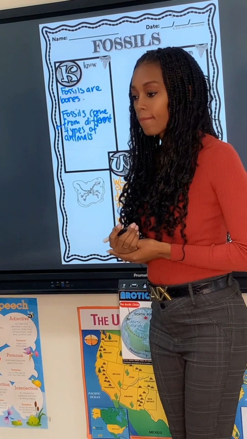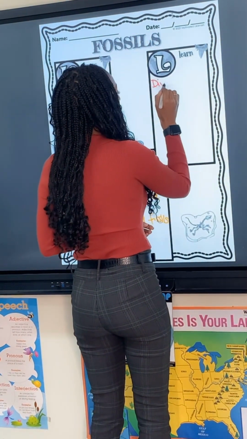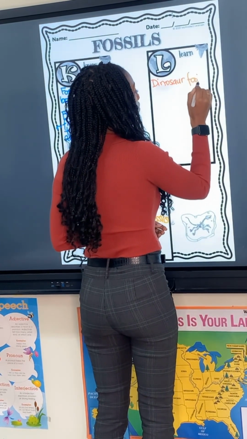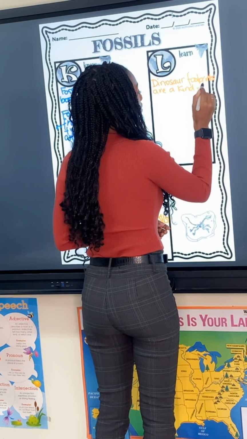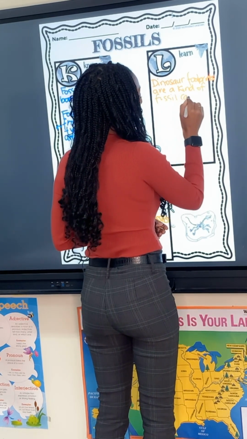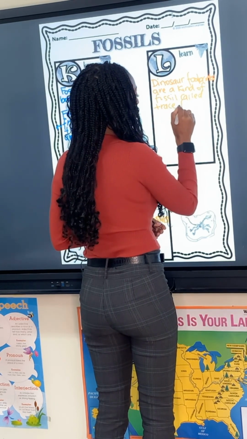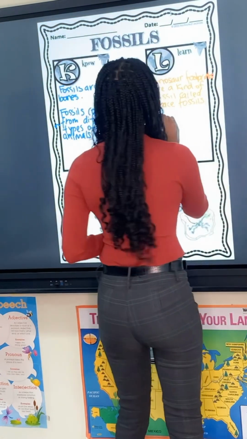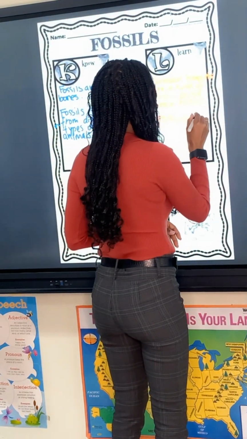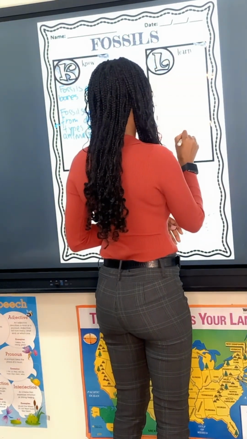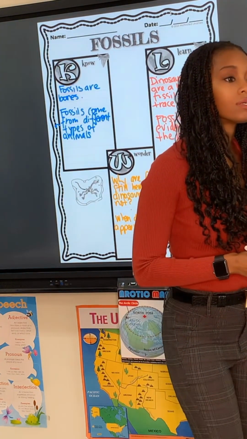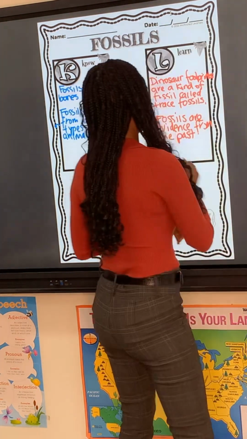What are some things that you have now learned about fossils? Yes. Dinosaur footprints are a kind of fossil called trace fossils. What else did we learn about fossils? Yes. Fossils are evidence from the past. Anything else we learned? Yes. Fossils can take up to 1,000 years to form. They take many years to form.